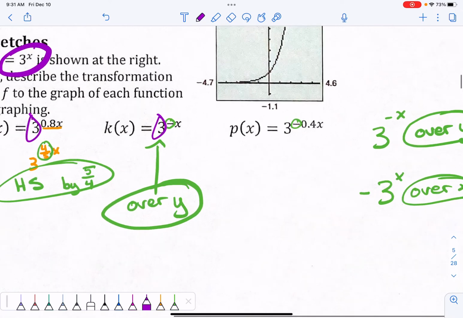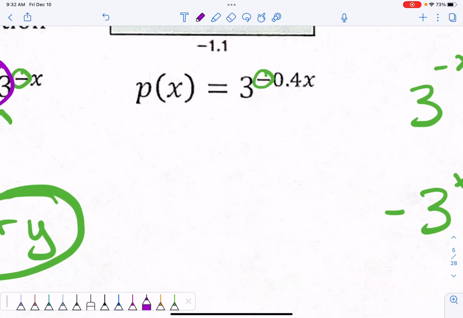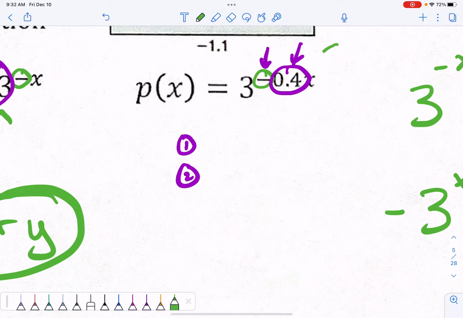Okay, now here for this last one, we have two things going on. We have the negative and we have the 0.4 that are happening. And technically, they're being applied at the same time. So you can do these in any order. If I were to plug a number in for x, would you apply the negative or would you take it times 0.4? They're kind of both happening at the same time, so it doesn't really matter. Let's go ahead and do the 0.4 first and then do the negative.